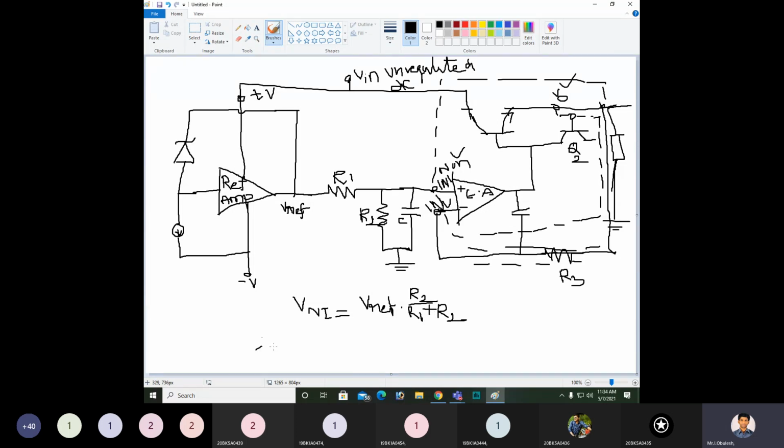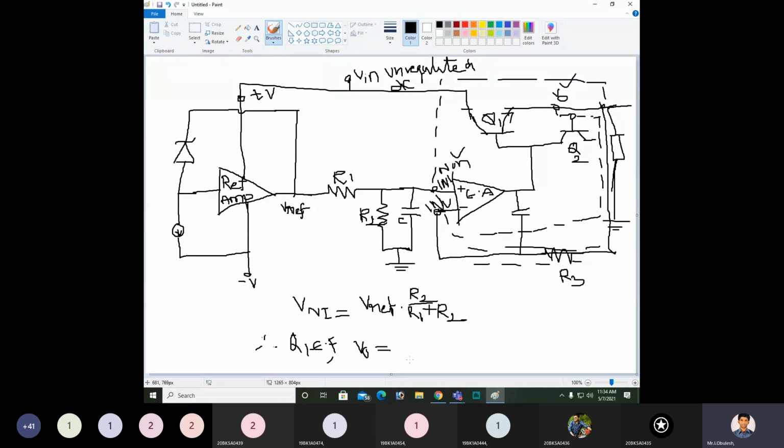Therefore, the pass transistor Q1 is operating as an emitter follower. Therefore, the Q1 will act as an emitter follower. This is the Q1. The Q1 will act as an emitter follower. Therefore, the V0 value is equal to. Here the Q1 is an emitter follower.